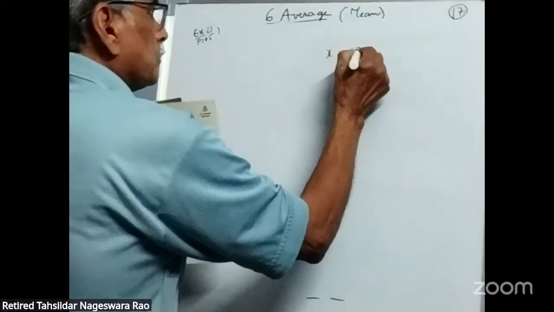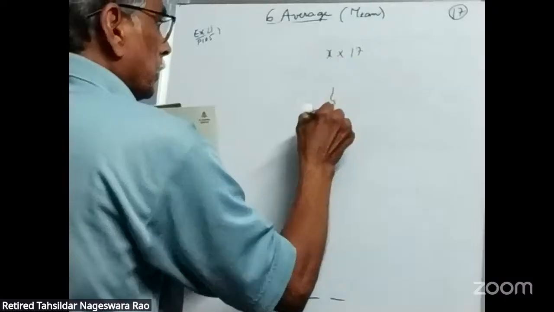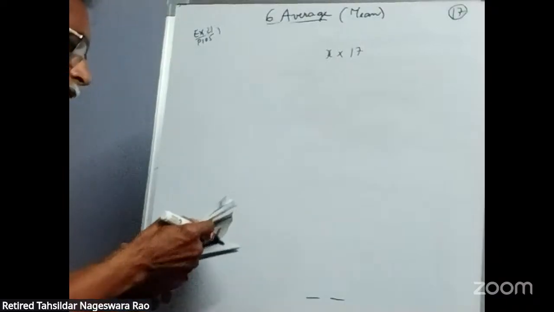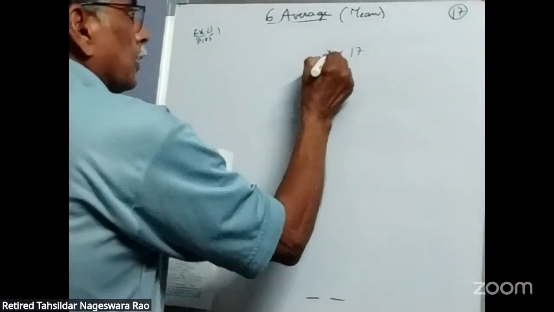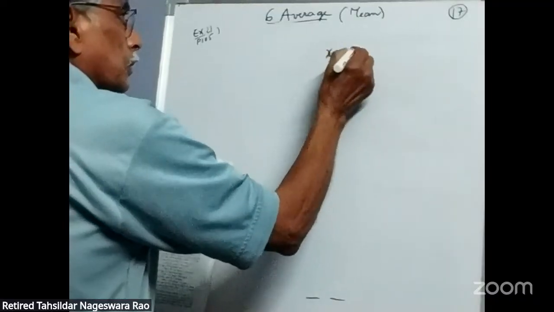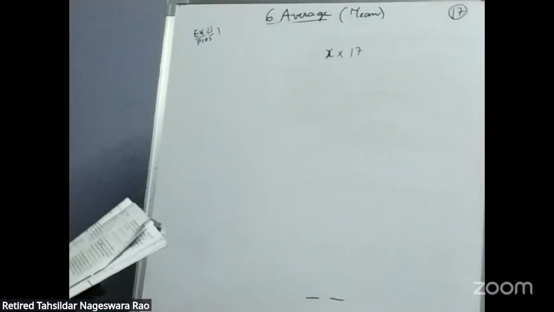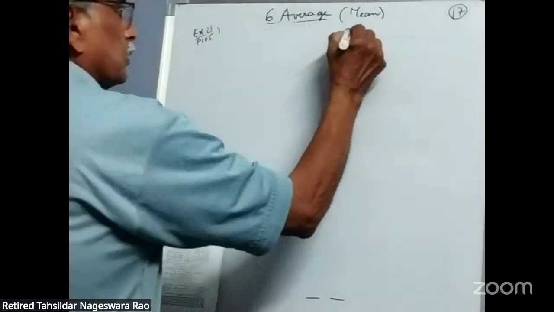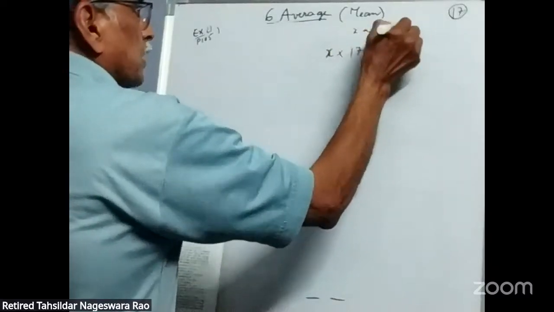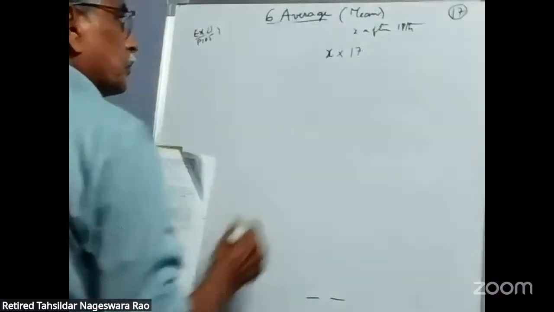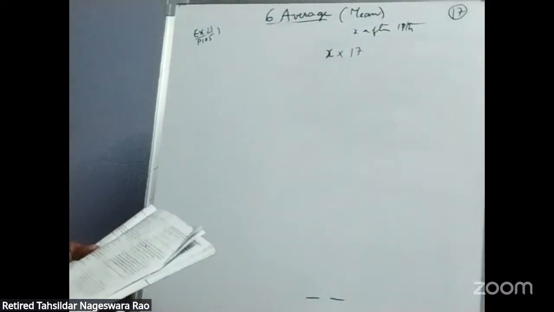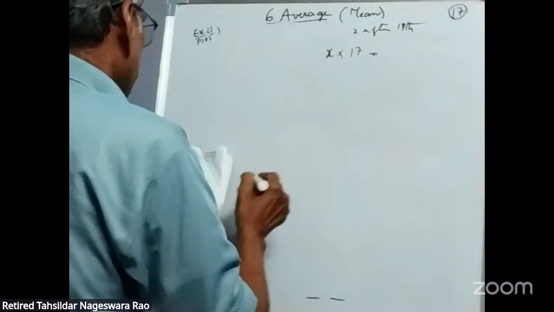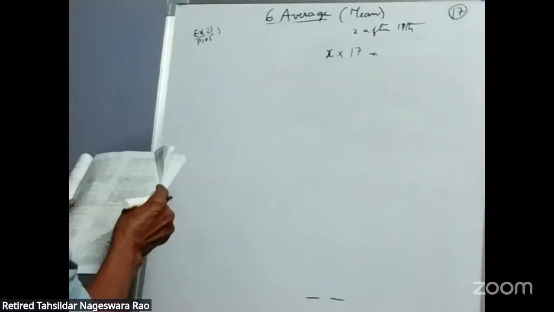Total score in 17 innings. We assumed x is the average after the 17th innings. Keep this in mind. That gives the total score. The new average is increased by 3.